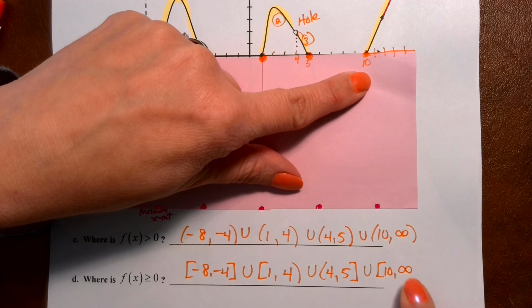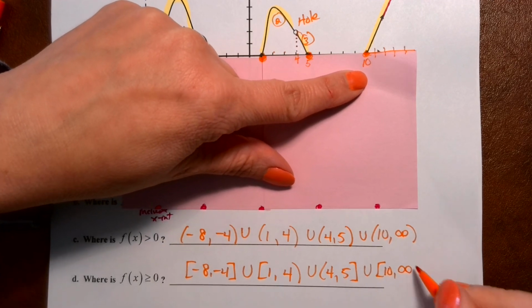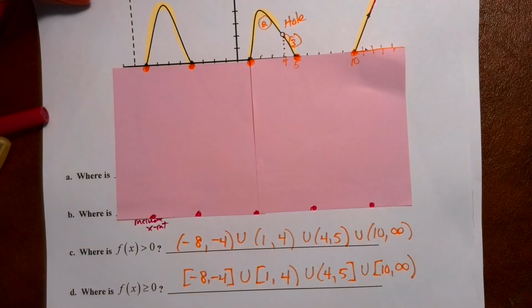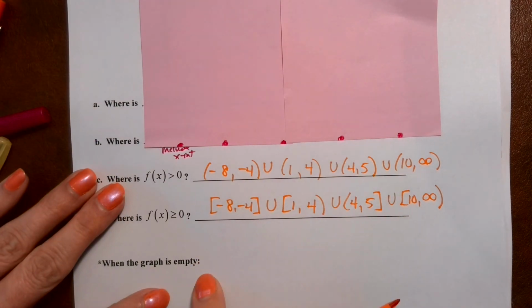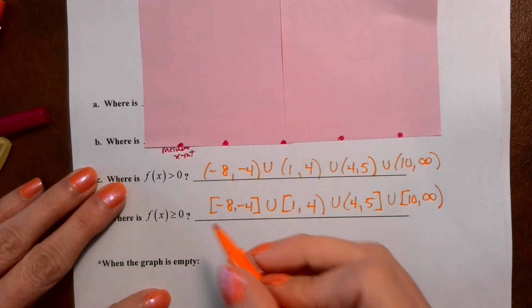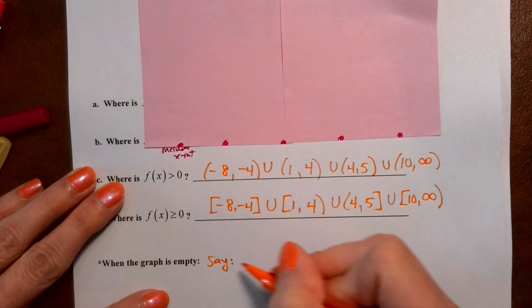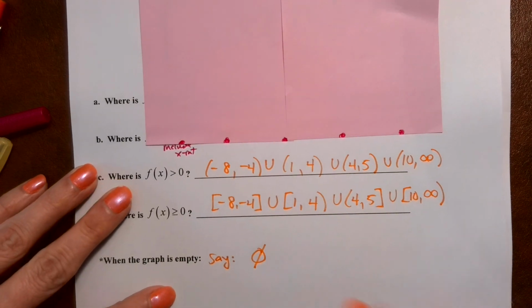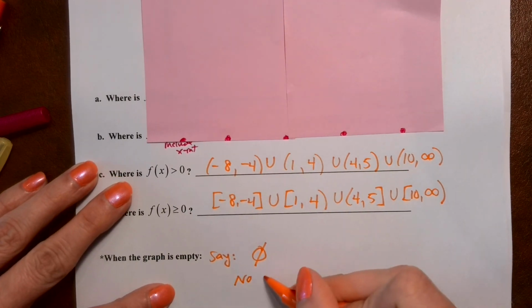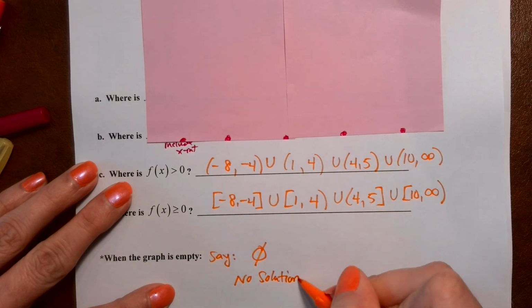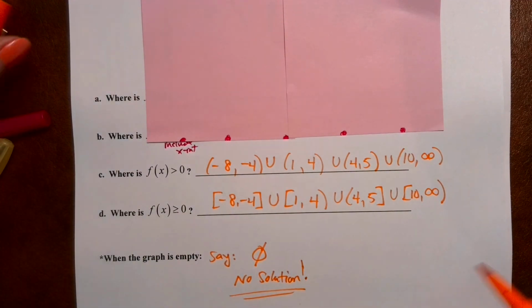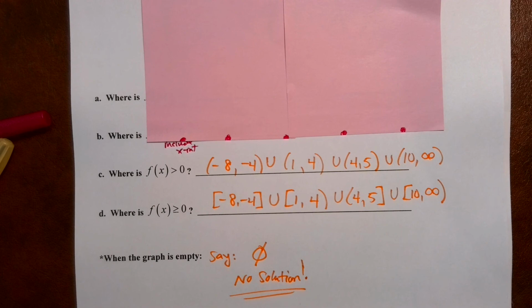What do we always put on infinities? Parentheses. What do we do when the graph is empty? We say no solution. You can use that symbol, or you can actually write out the words no solution. Don't say nothing or empty. Let's use the proper wording there.